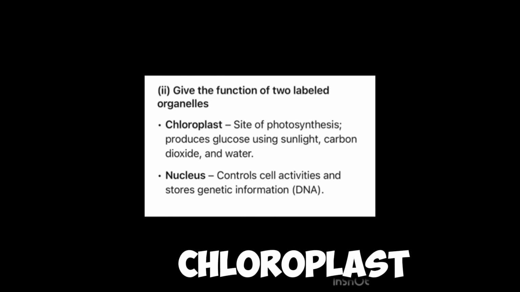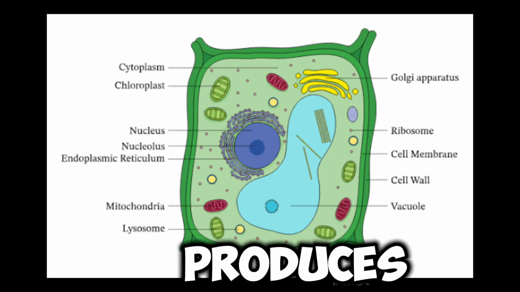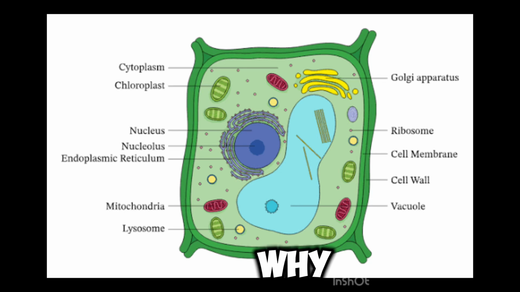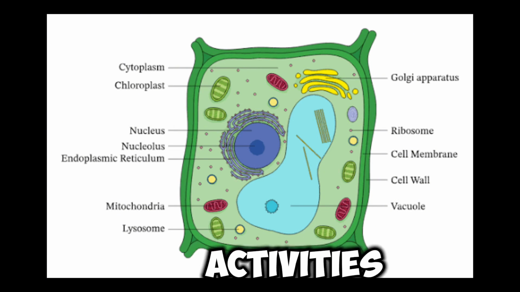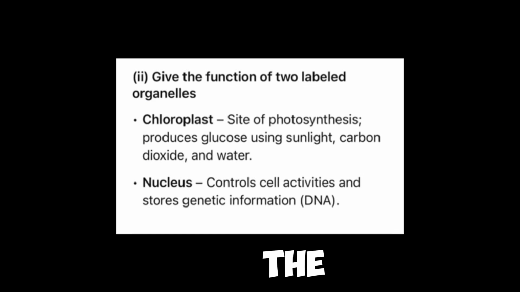We have chloroplast, we have nucleus. So chloroplast is the site of photosynthesis and it produces glucose using sunlight, carbon dioxide and water, while the nucleus controls the cell activities and stores genetic information, which is called the DNA.